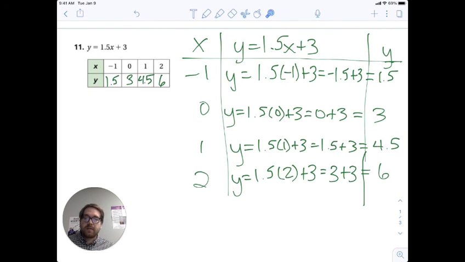Again, the main thing you just got to remember is my domains are my x's, they get plugged into my function, and my range are my y's. That's what comes out.